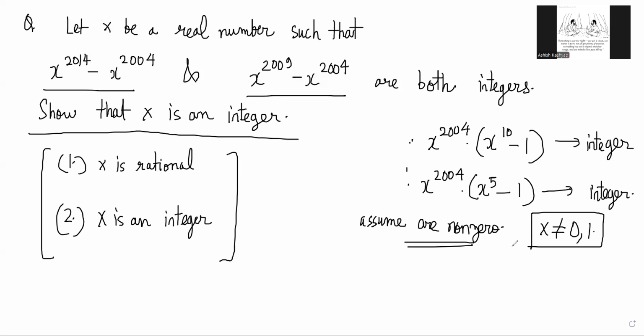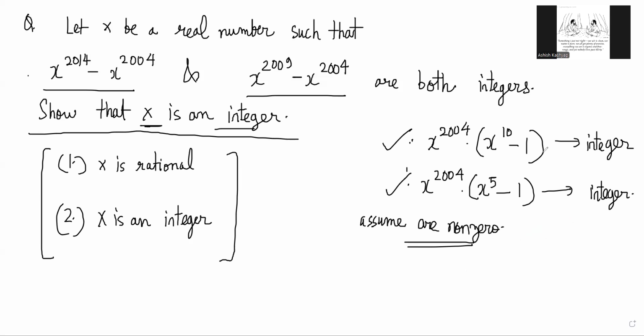If x is 0 or x is 1, automatically we have proved that x is an integer. So we are going to exclude the case that x is 0 or 1. And then we are guaranteed that these two integers are non-zero. If x is not equal to 0 or 1, it is guaranteed that these two are non-zero. And if these two are non-zero, you can divide them.